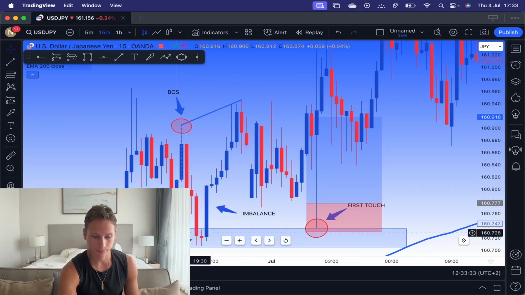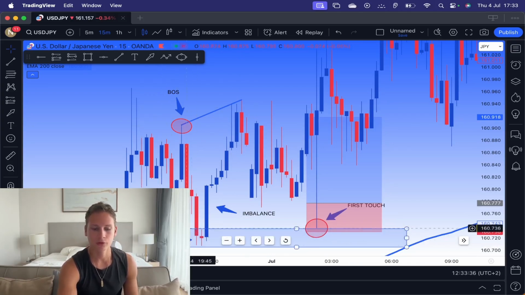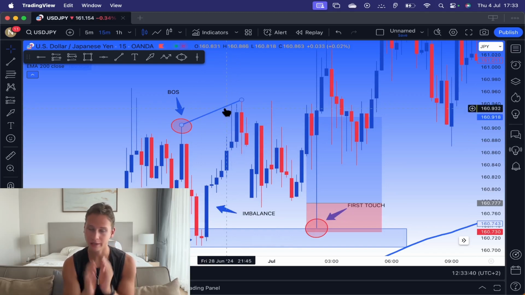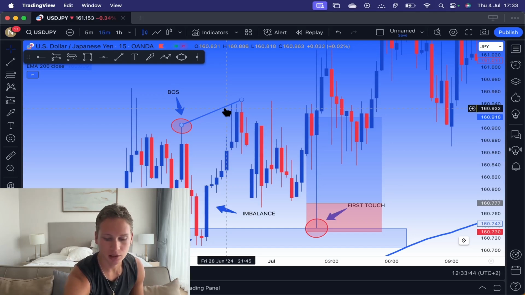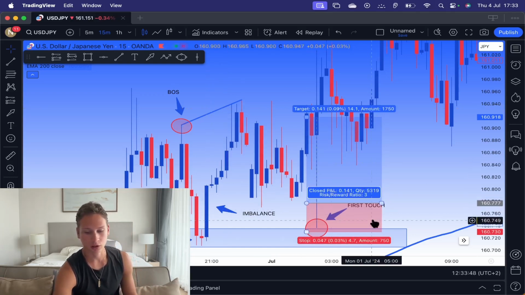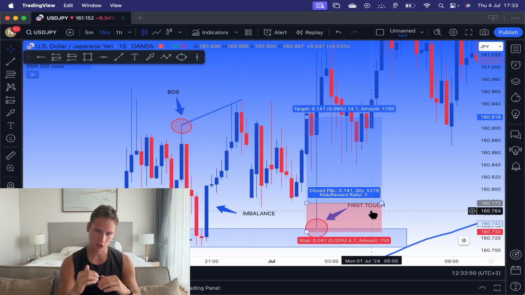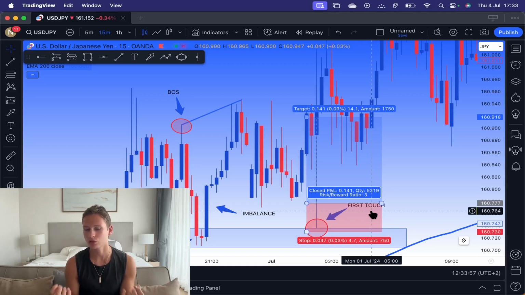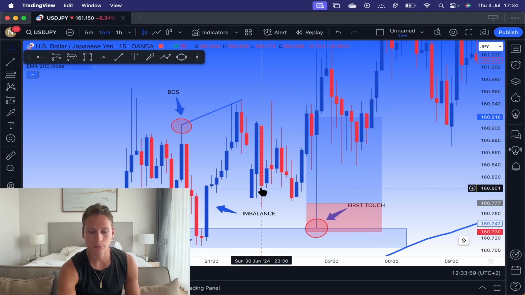We wait for a wick. We wait for a BOS and an imbalance. If we get that, we have a valid demand zone or supply zone. We place the demand zone or supply zone, and we wait for the touch. If it touches and gives a big push to the upside, we know that it's a valid zone. We know that the zone is very strong, and we will enter.